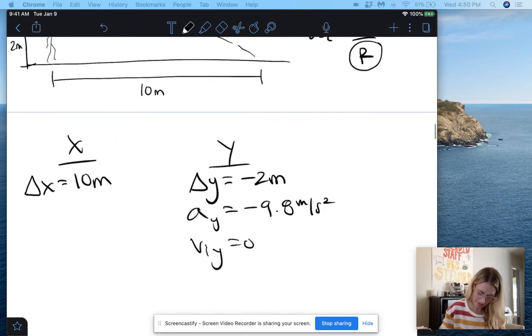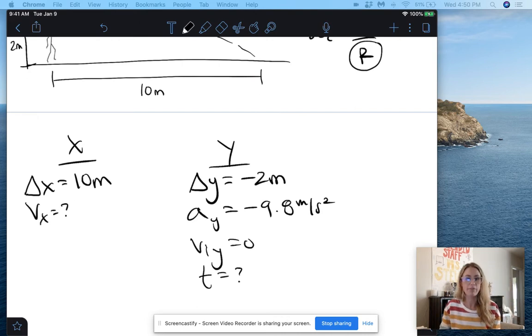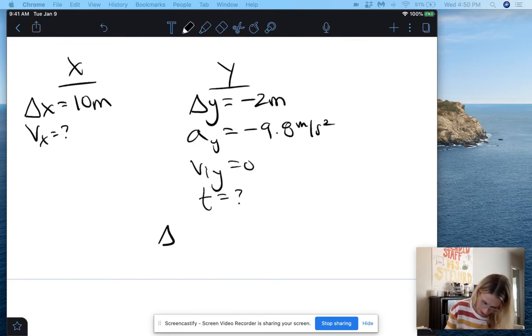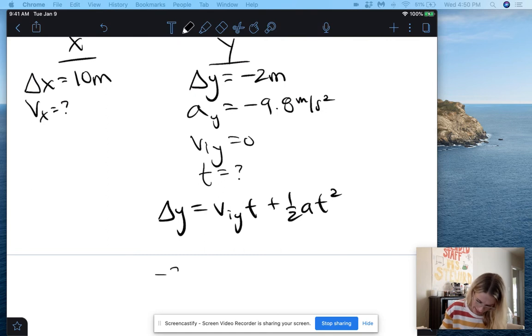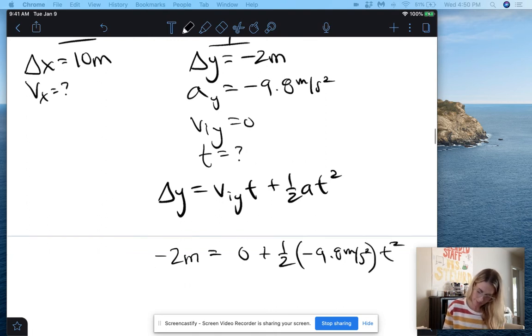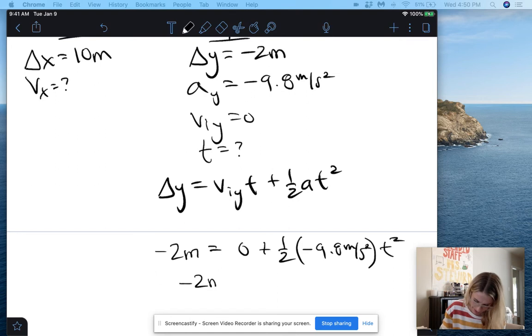So because of that, I can now find time with my stuff in the y direction there. Because in order to find the velocity in the x direction, I need to find time first. So using the second basic equation, we get delta y is equal to v initial y times time plus 1/2 acceleration times time squared. Our delta y was a negative 2 meters equals 0 because v initial y is 0 plus 1/2 times negative 9.8 meters per second squared, our acceleration, times time squared. So we get a negative 2 meters is equal to a negative 4.9 meters per second squared times t squared.